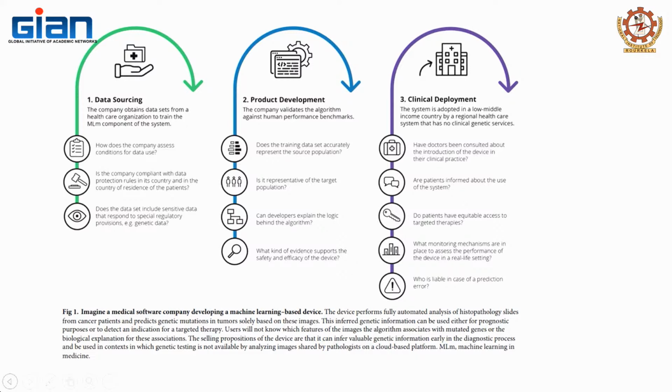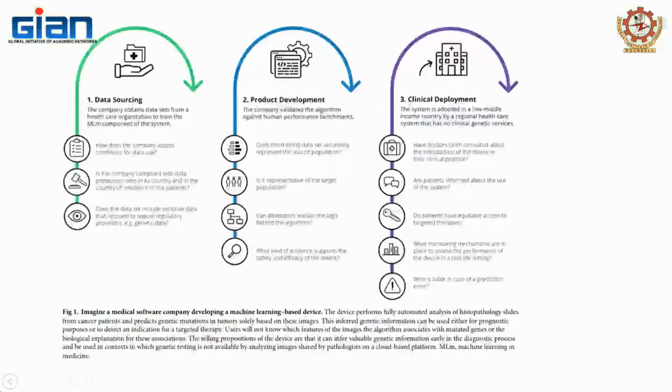Then, can developers explain the logic of how the algorithm works? By that I don't mean explaining to the clinicians the math behind it. They don't need to understand what backpropagation is. But you need to tell them what data the model was trained on, where it is making mistakes, and simplify for them how the decision is being made by the model. And then, what kind of evidence supports the safety and efficacy of the device.